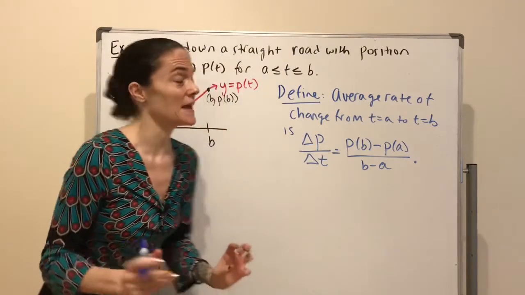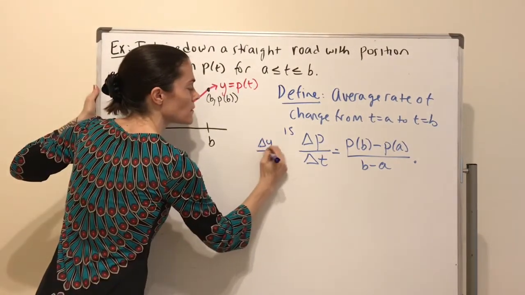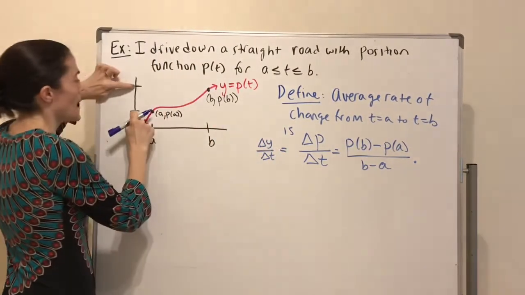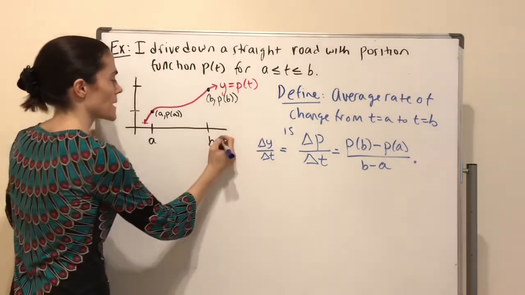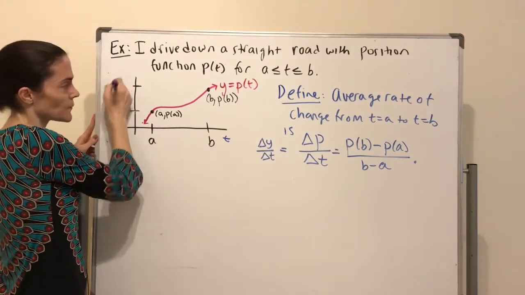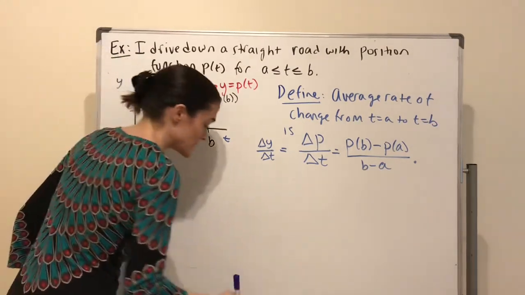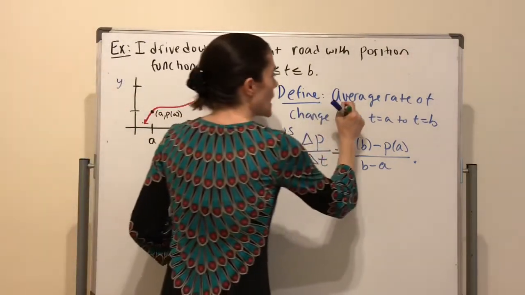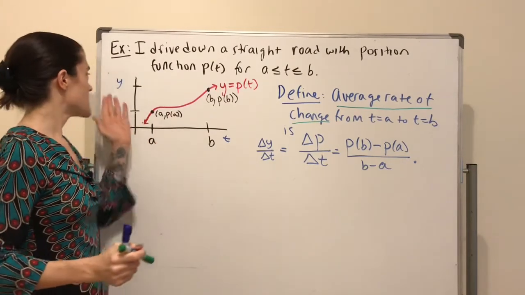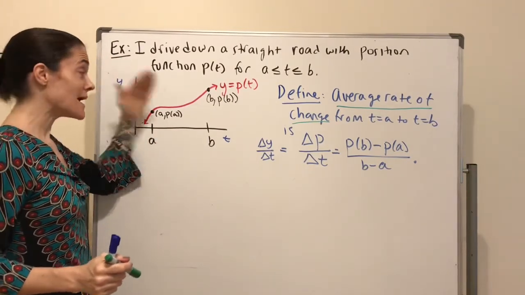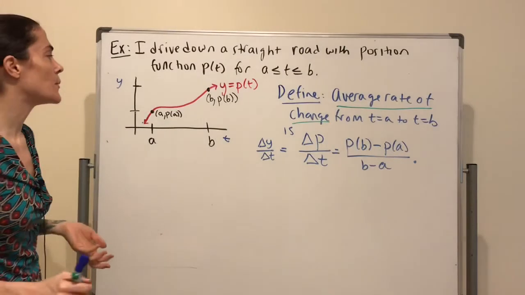So all I'm doing here is taking this change in Y, that's another way to write this, and dividing it by the change in T in this case. This is my T axis and this is my Y axis. And what this gives me is the average rate of change. If you think about units, say this axis is in miles and this axis in hours, the units will be miles per hour, just as we saw in the last example.